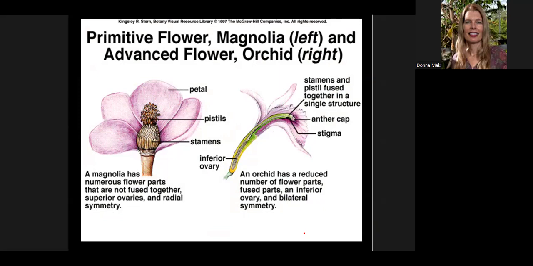But you can see lots of stamens, lots of pistils, so the male and female parts, lots of petals, superior ovary, and then compare that to an orchid where they sunk the ovary, they fused parts together, they have fewer petals. Okay, so here you see the stamen and pistil are fused together. So that's a really good example.